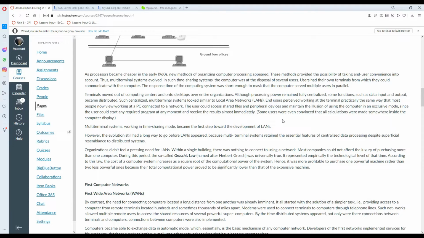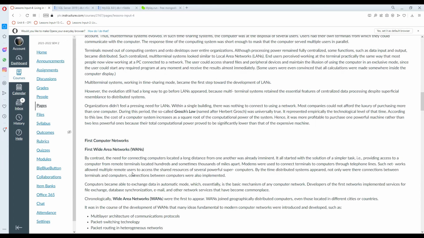So the user could start any required program at any moment and receive the result almost immediately. Some users were even convinced that all calculations were made somewhere inside the computer display. Multi-terminal systems working in time-sharing mode became the first step toward the development of LAN. However, the evolution still had a long way to go before LAN appeared, because multi-terminal systems retain the essential features of centralized data processing despite superficial resemblance to distributed systems.